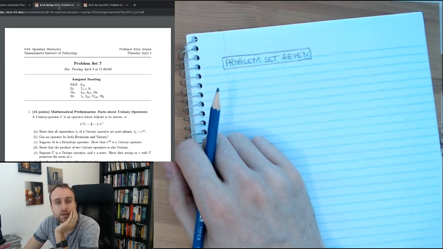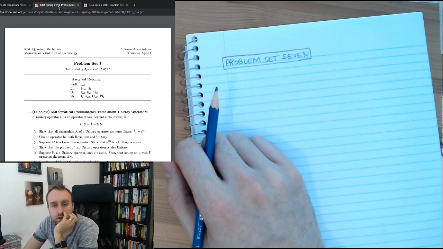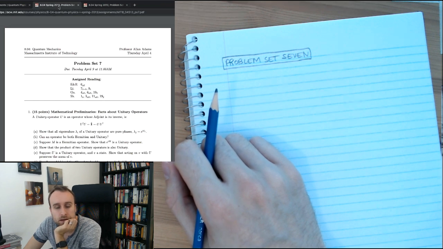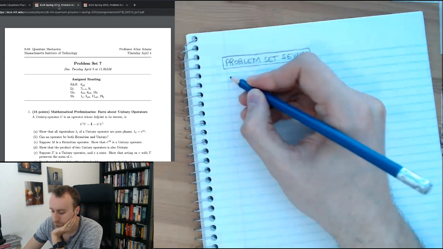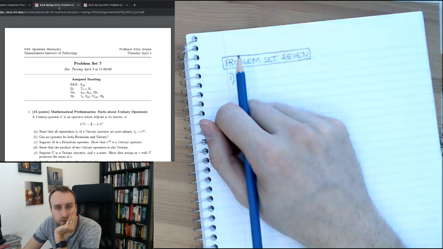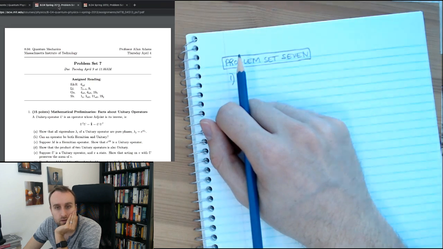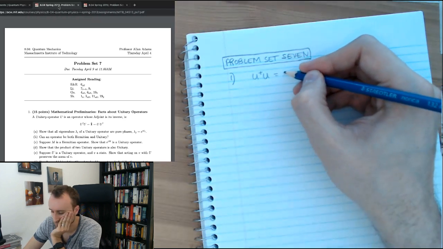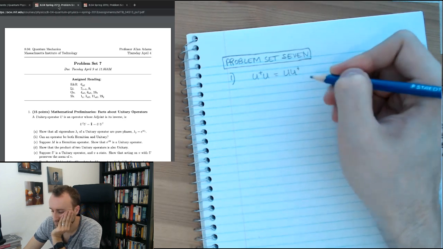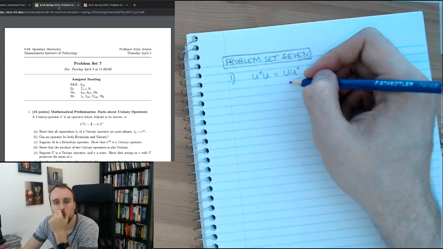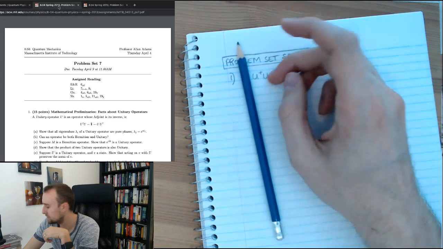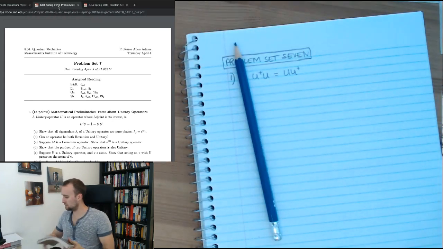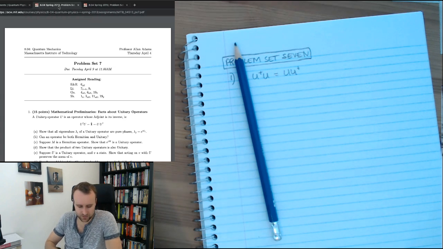Mathematical preliminaries, facts about unitary operators. A unitary operator U is an operator whose adjoint is its inverse, i.e. U dagger U equals the identity. Okay. Show that all eigenvalues of a unitary operator are pure phases. Okay, so U... Did we have a definition of the adjoint somewhere? Where was the definition of the adjoint? Because I feel like we did the Hermitian adjoint here, but I don't know whether we have notes on adjoints themselves.